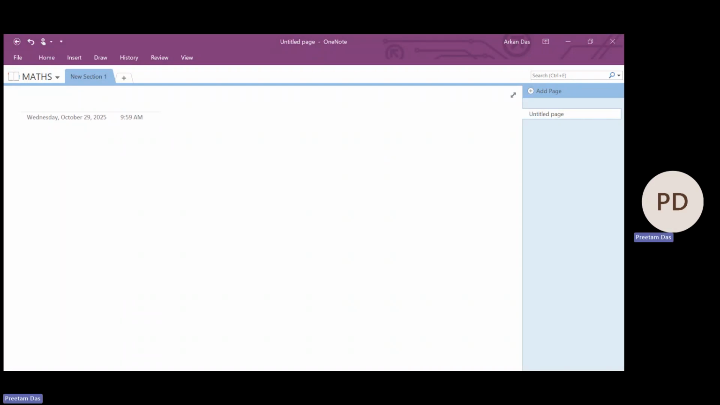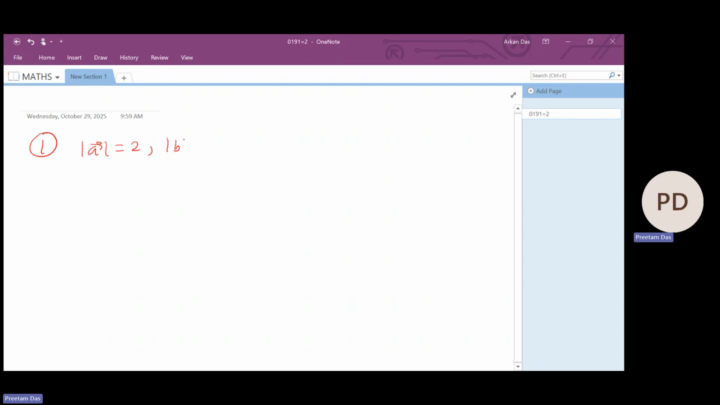Good morning, everyone. Today we'll be discussing the solutions of the test of the topic of vectors. So let us start with the first question. So the first question says about modulus of two vectors.